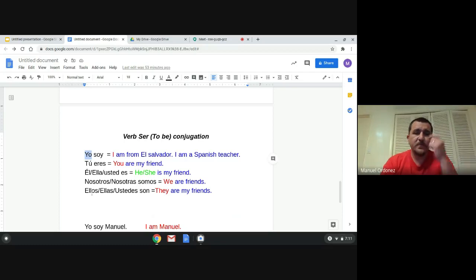The subject pronouns ellos, ellas mean they. Those are the subject pronouns in English. They are marked in red and green. I is first person singular. You is second person singular. He, él, ella is third person singular. And we have the plural forms, which means more than one.